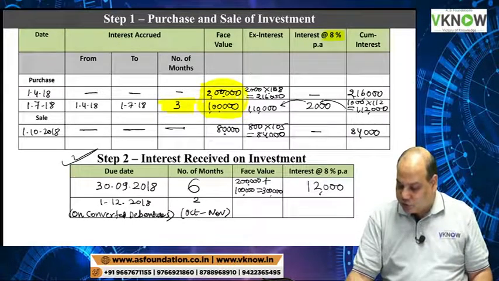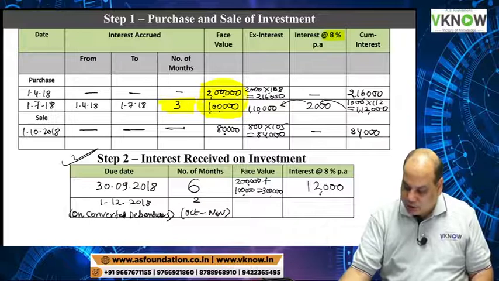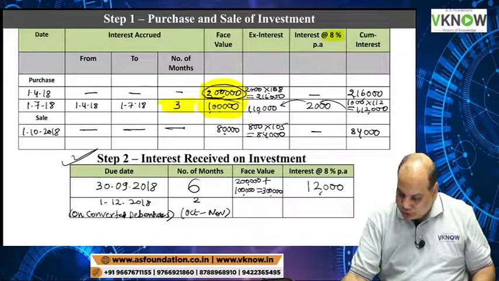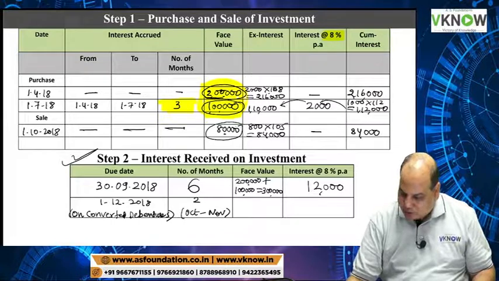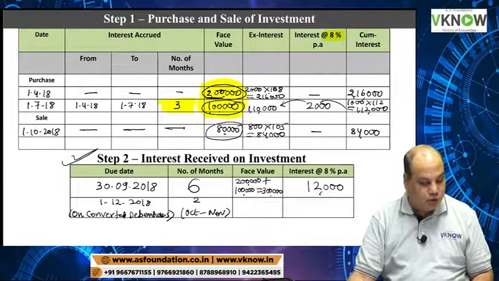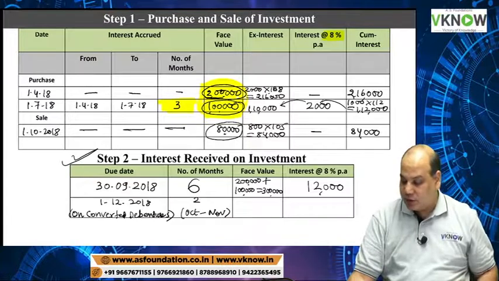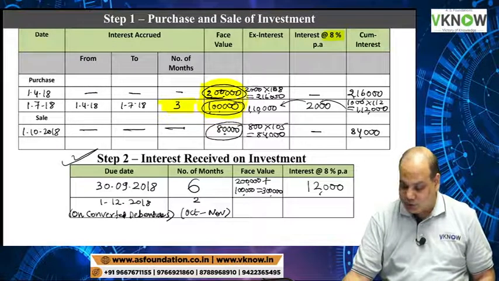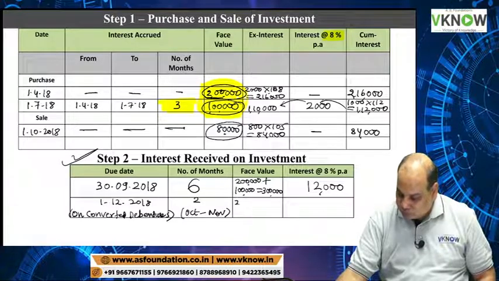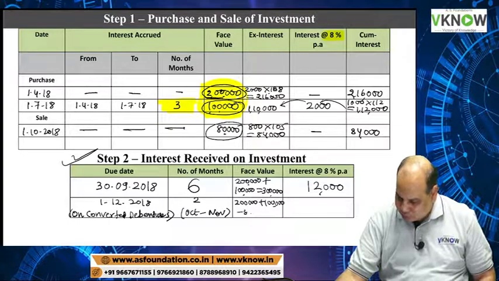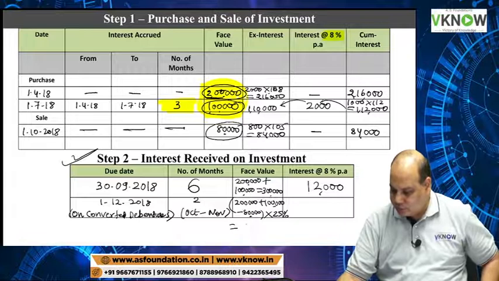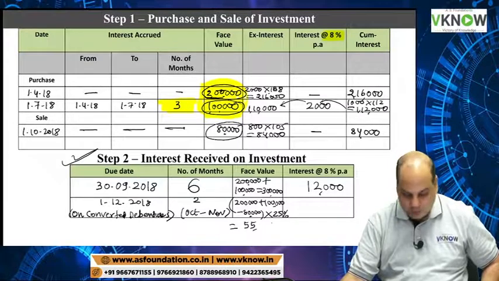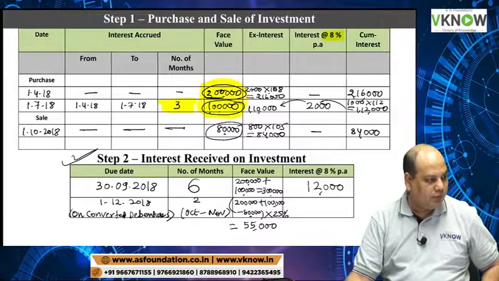And what was the face value of investment which got converted? 2 lakh plus 1 lakh minus 80,000 into 25%. So let me try how much is that. Is it 55,000? 55,000.